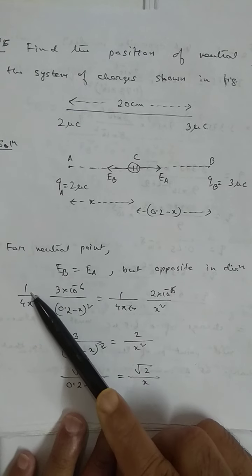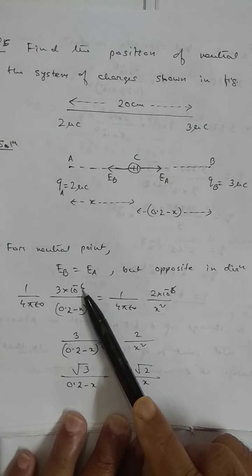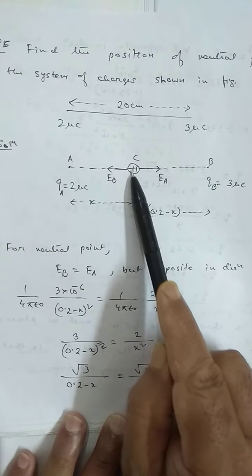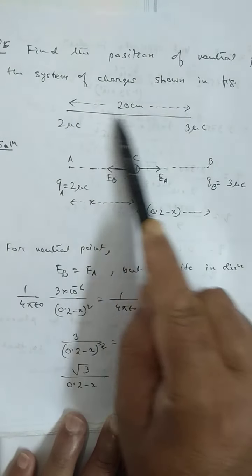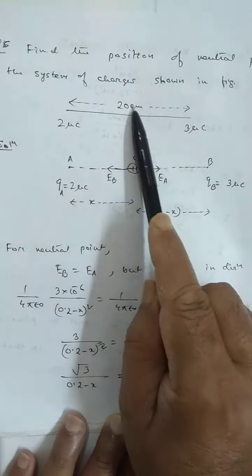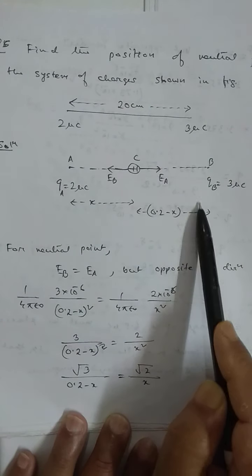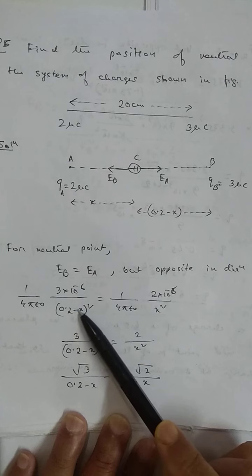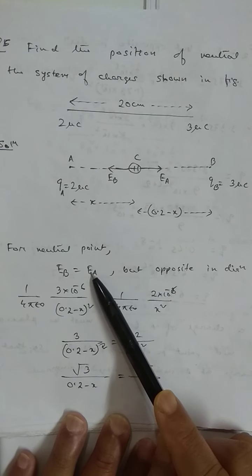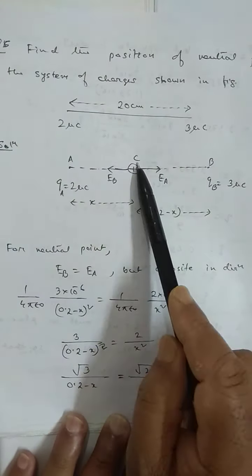So what is EB? 1 by 4 pi epsilon 0 proportionality constant, 3 microcoulomb, 3 into 10 to the minus 6. If I take this distance as x, this distance will be 0.2 minus x. Why? Because the distance between the two charges is 20 centimeter, and 20 centimeter is equal to 0.2 meter. So for EB, 1 by 4 pi epsilon 0, 3 microcoulomb divided by (0.2 minus x) whole square. And for EA, 1 by 4 pi epsilon 0, 2 microcoulomb divided by x square.